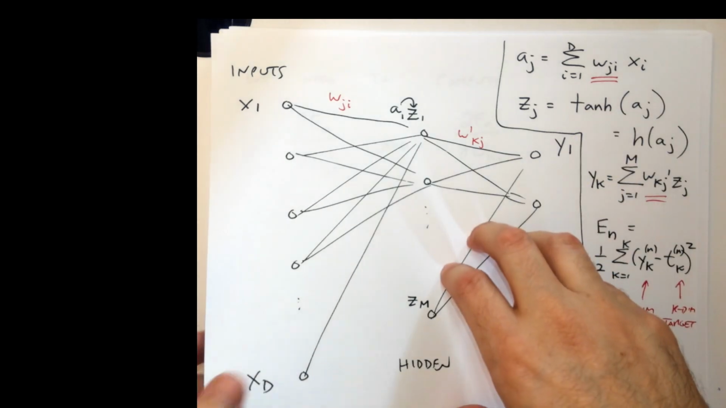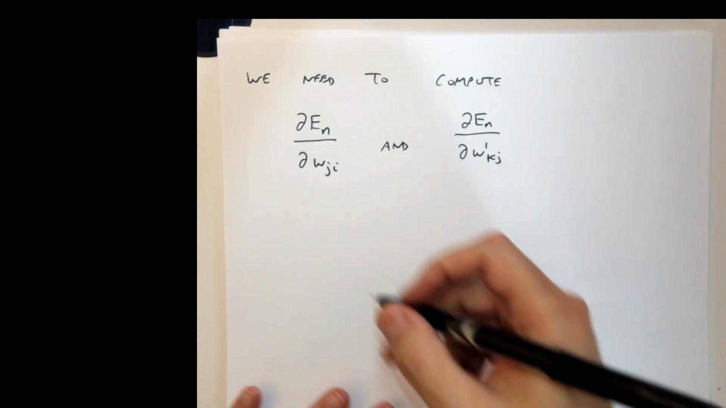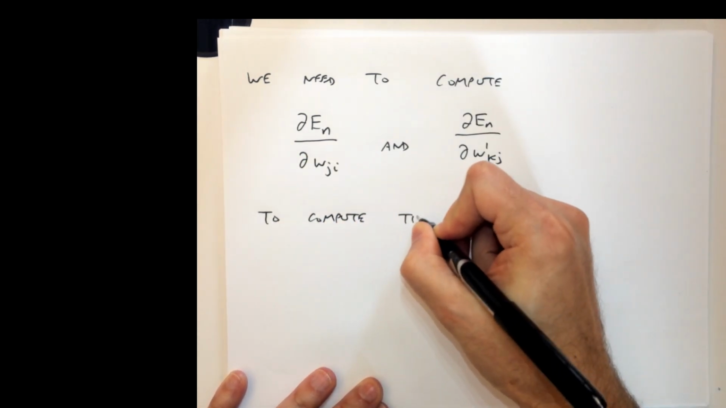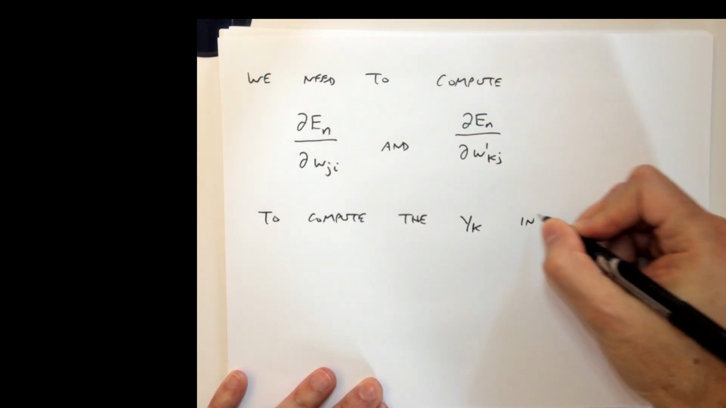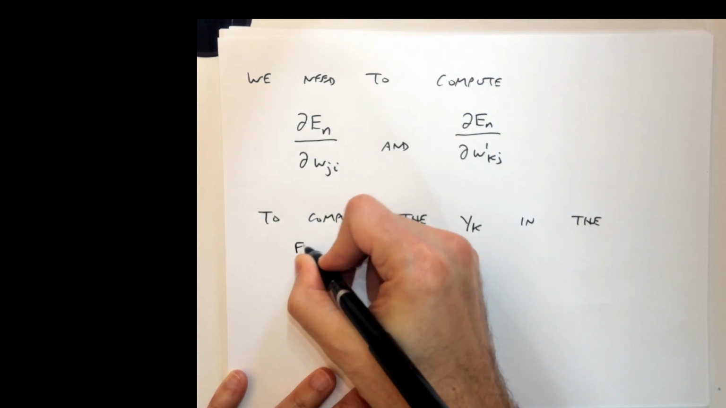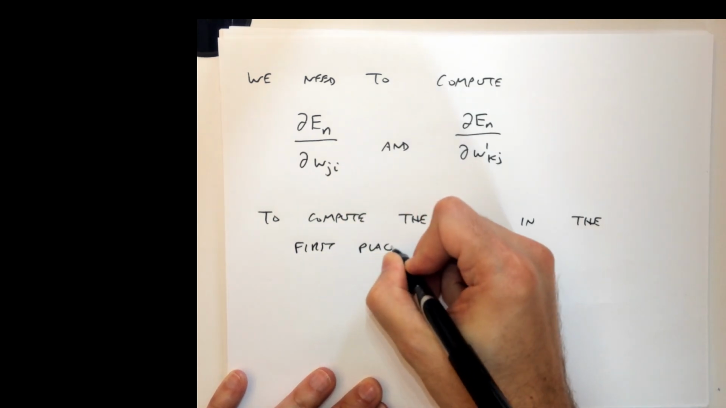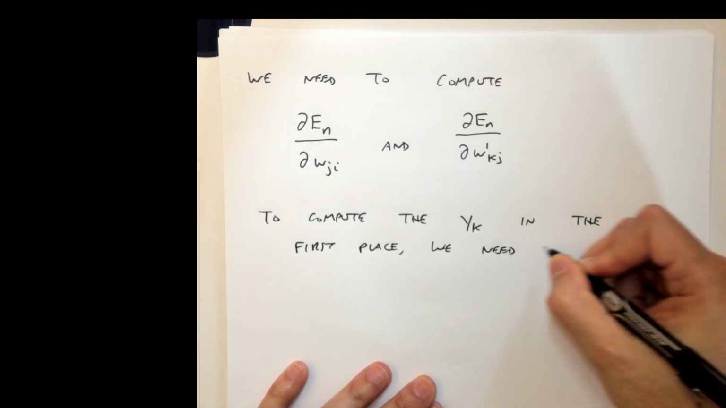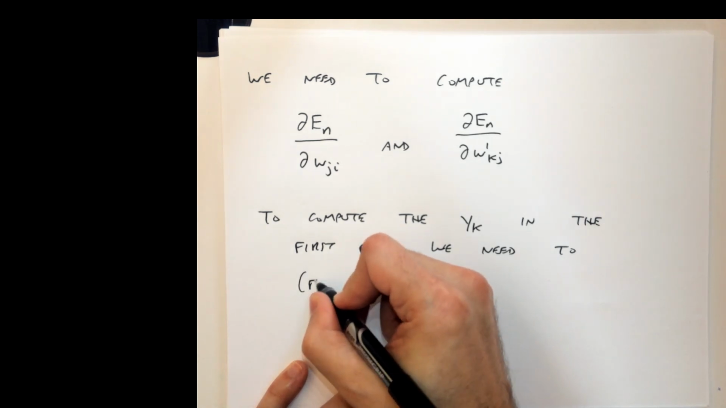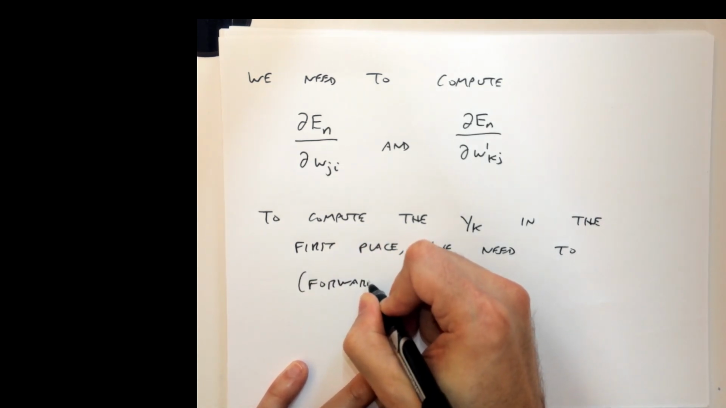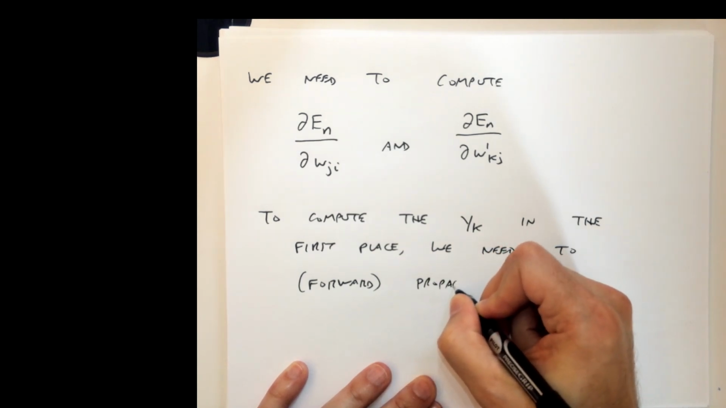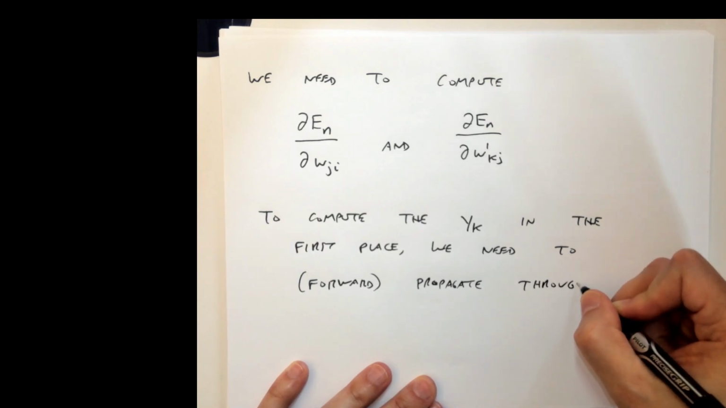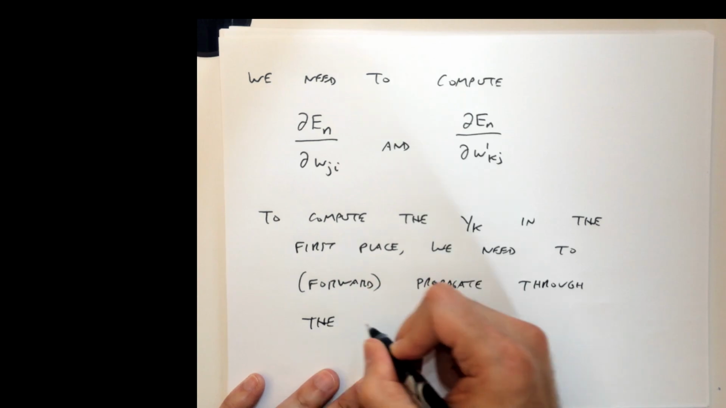So again, let me just write that down on paper. So to compute the yk in the first place, we need to, you know, kind of what you call forward propagate through the network. Like we actually have to evaluate these outputs.